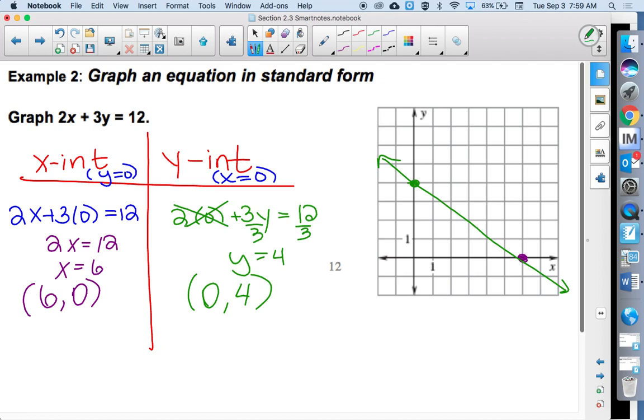So again, we could graph that in y equals mx plus b form, but it's already in standard form. And it's really easy to find an x and a y-intercept and graph it that way as well. Questions?